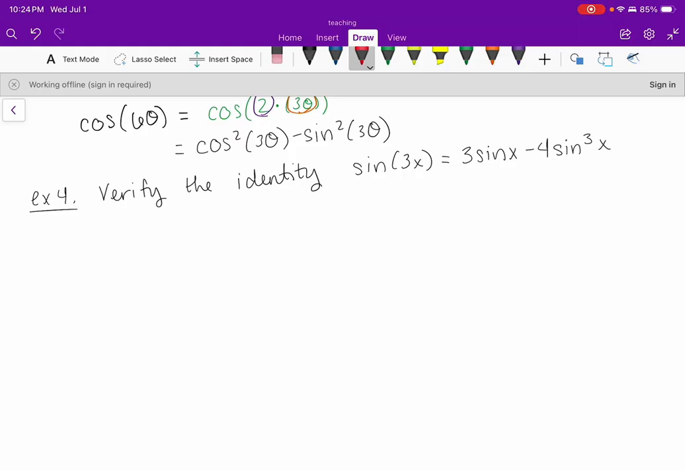So we're going to start with our left-hand side. I'm going to start with sine 3x. And the first thing that we'll need to do here is we're going to try to use the addition identity. So I'm going to first make this into sine 2x plus x. So sine 3x is the same as sine 2x plus x. And then I'll use the sum and difference identity. So I'm going to put on the side here that I'm using the sum and difference identity.